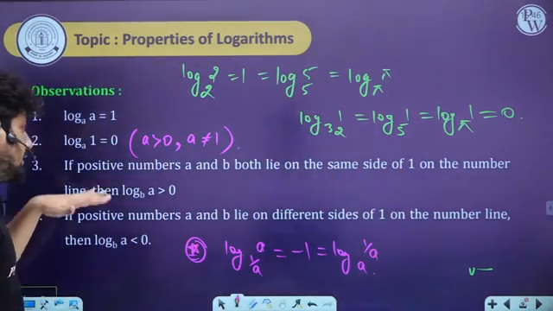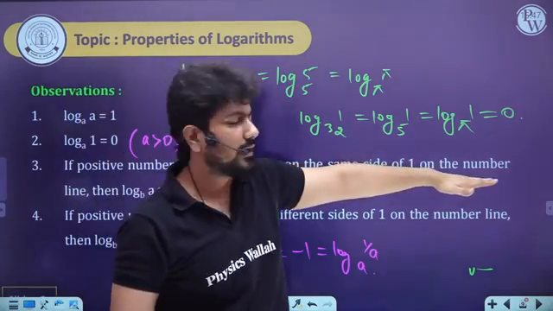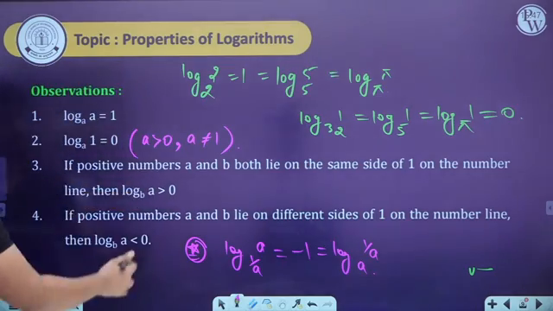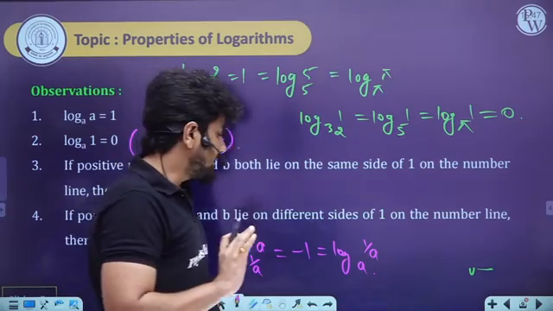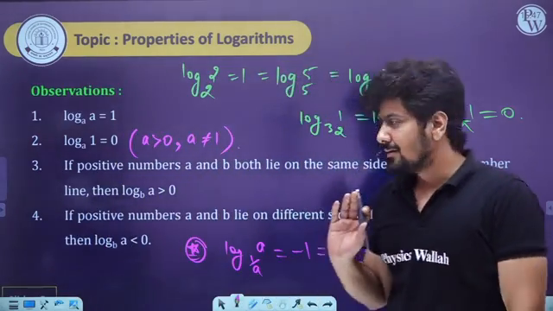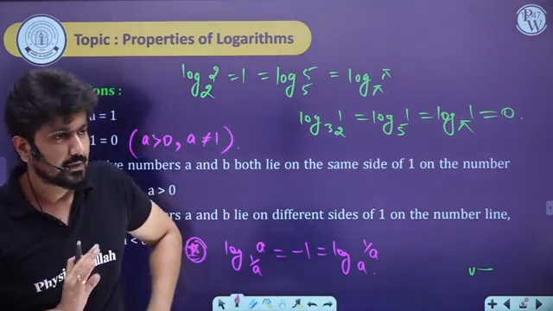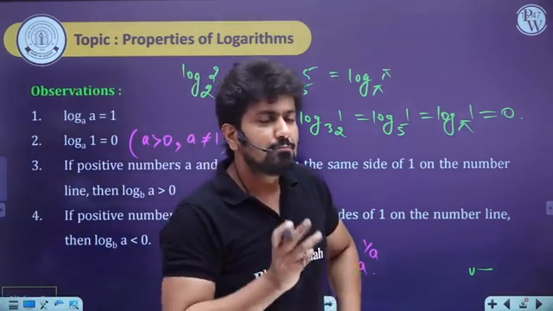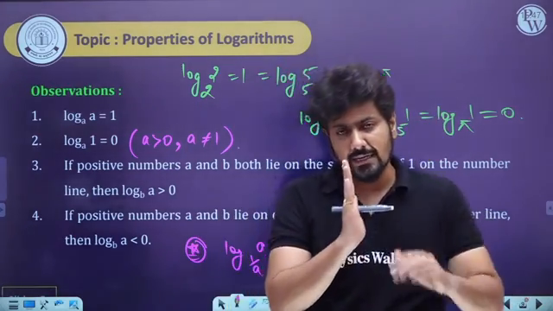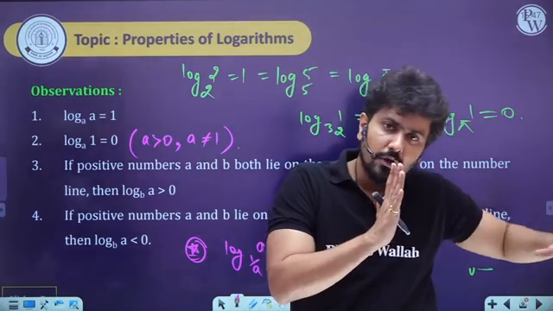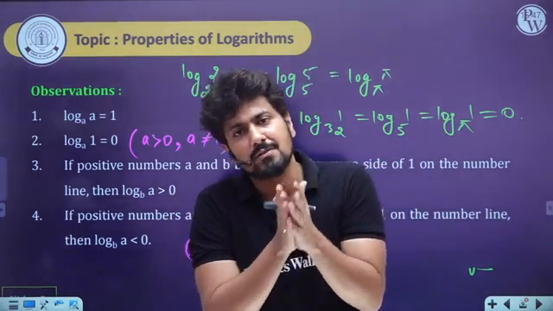Now, if positive numbers a and b both lie on the same side of 1 on the number line, then the value of log is positive. Basically it is saying that a and b, okay, listen to me, the third statement is very, very important. So listen to me carefully. If both the numbers are greater than 1, same side of unity means that either both of them are greater than 1 or both of them are less than 1, then the value of log will be positive.